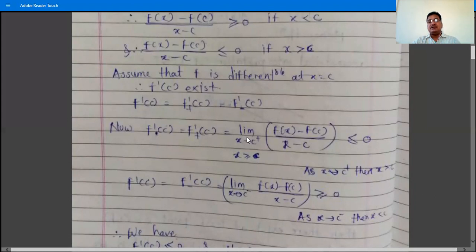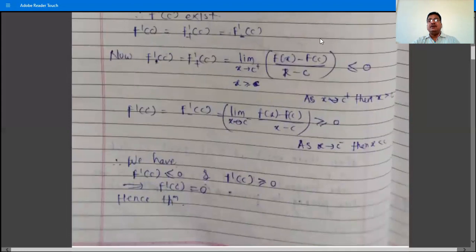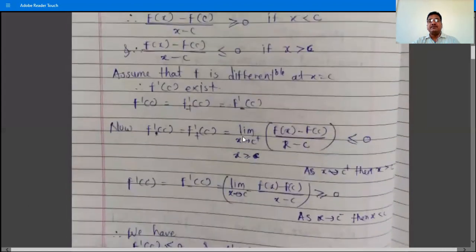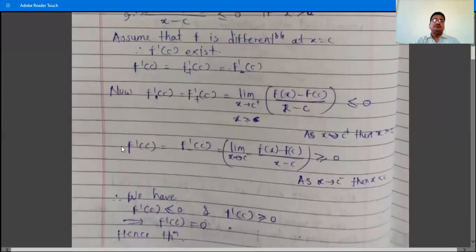And x tends to c plus means x is greater than c. If x is greater than c, then f of x minus f of c divided by x minus c is negative, or less than or equal to 0. So this quantity is less than or equal to 0, and therefore its limit is also less than or equal to 0.